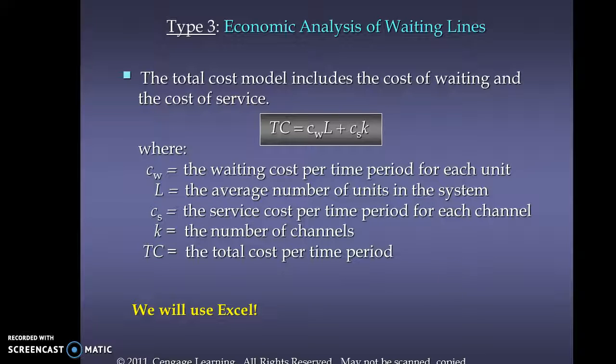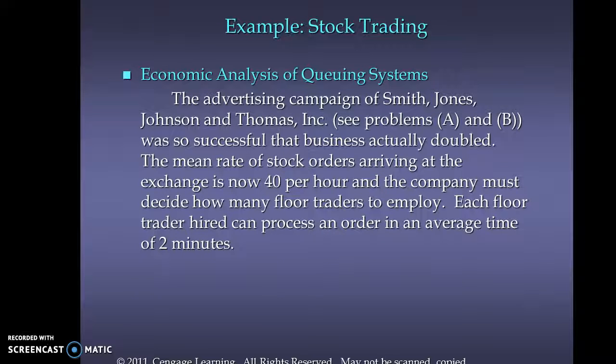Okay, we're in Chapter 11 still, and this is part 3. This is the third type of model that we're going to deal with, and we're going to call this the economic analysis of waiting lines. The cost for the waiting lines, the cost of what it takes to run a waiting line, the cost of what's valuable to our customers, and so on.